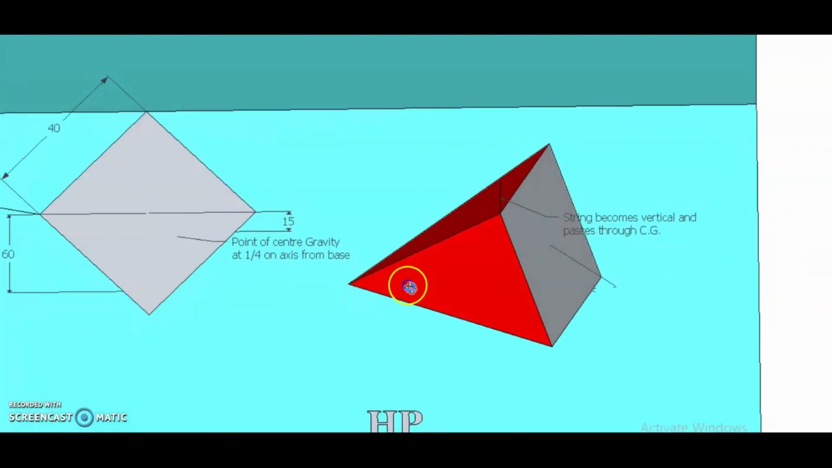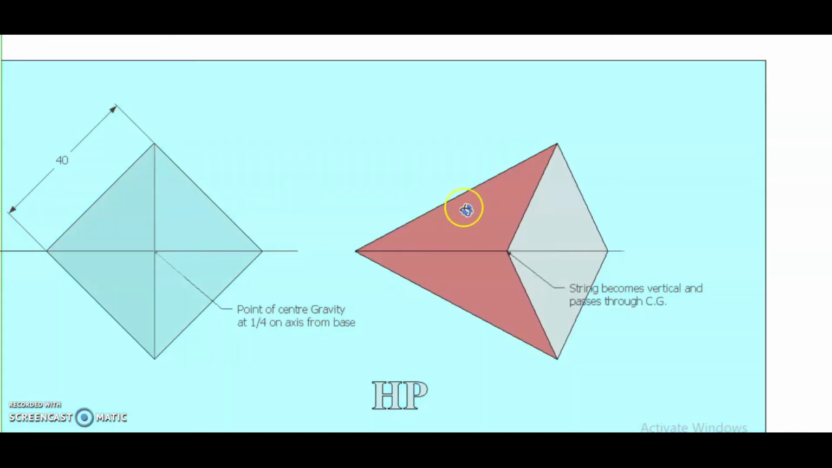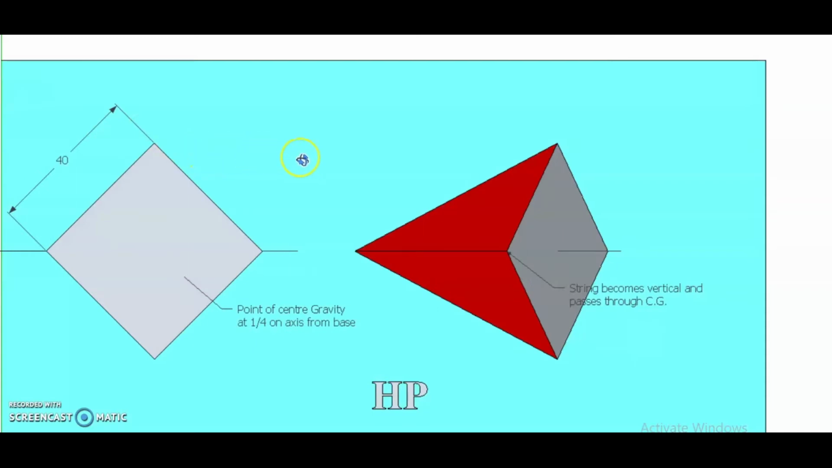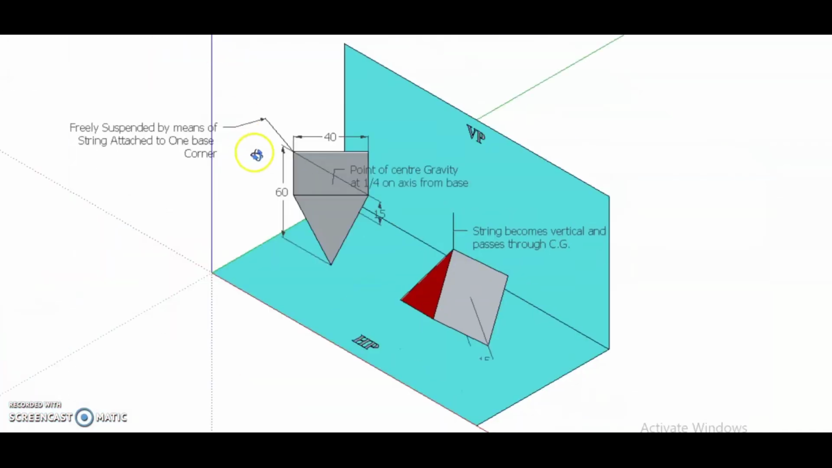some portion of this slant edge is not visible, which we have to show by dotted lines. Means up to here only we can show it by dotted line. So this is the final solution for this required condition of a square pyramid which is freely suspended in air.